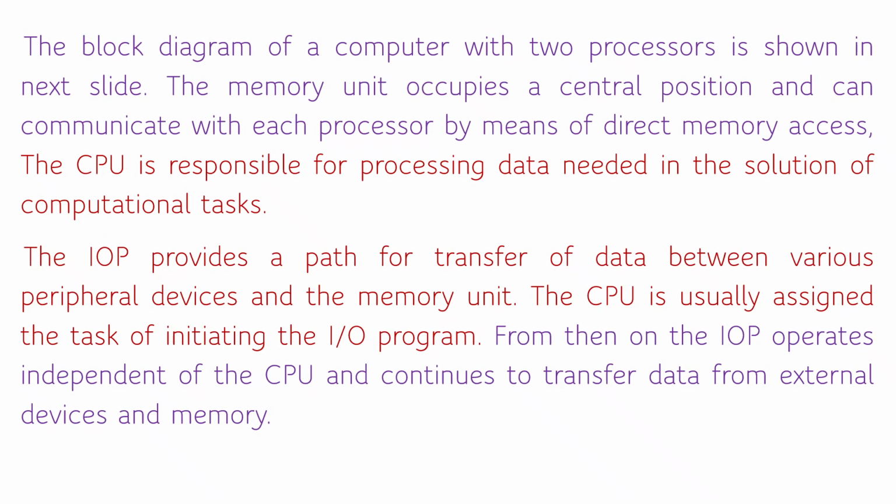The next slide contains the block diagram of a computer with two processors. The memory unit, which occupies the central position, can communicate with each processor by means of direct memory access. The CPU is responsible for processing data needed in the solution of a computational task. The IOP provides a path for transferring data between various peripheral devices and the memory unit. The CPU is usually assigned the task of initiating the I/O program. From then onwards, the IOP takes care of all the data transfer.